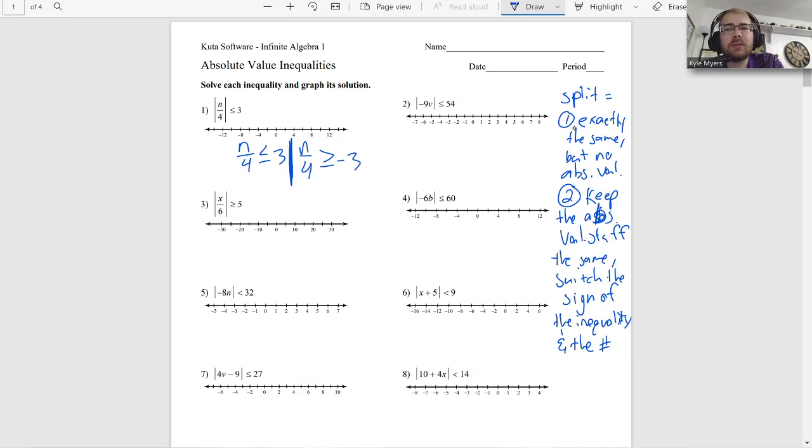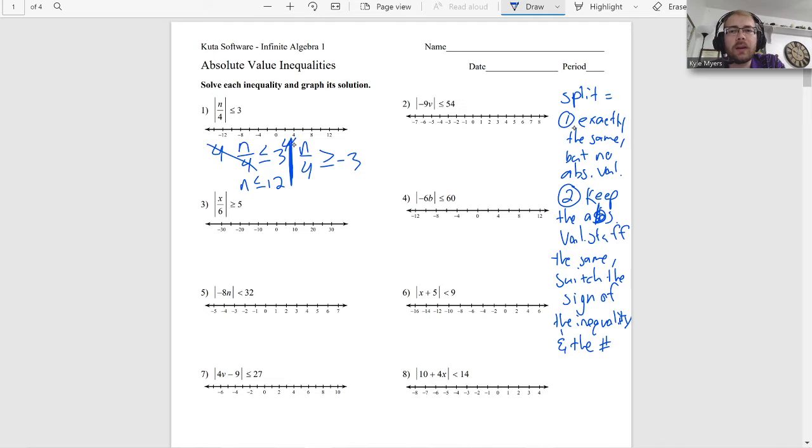Okay, and then we solve. We multiply by 4 on both sides. N over 4 means n divided by 4, so we do the opposite. The opposite of dividing by 4 is multiplying by 4. N is less than or equal to 12, since 3 times 4 is 12. I had to squeeze the 4 in there, so it kind of looks like a power, but it's not a power. I'm multiplying the 3 and the 4, I just didn't leave myself enough space.